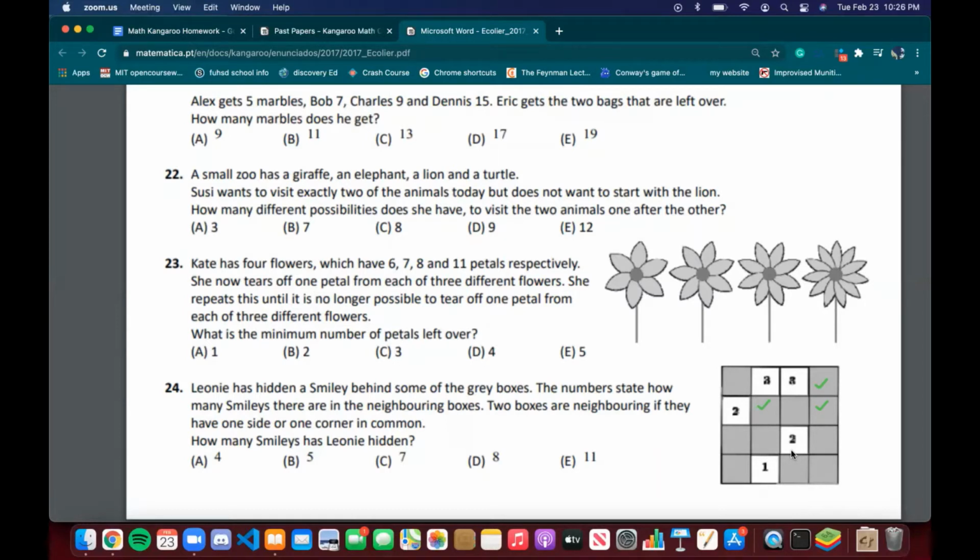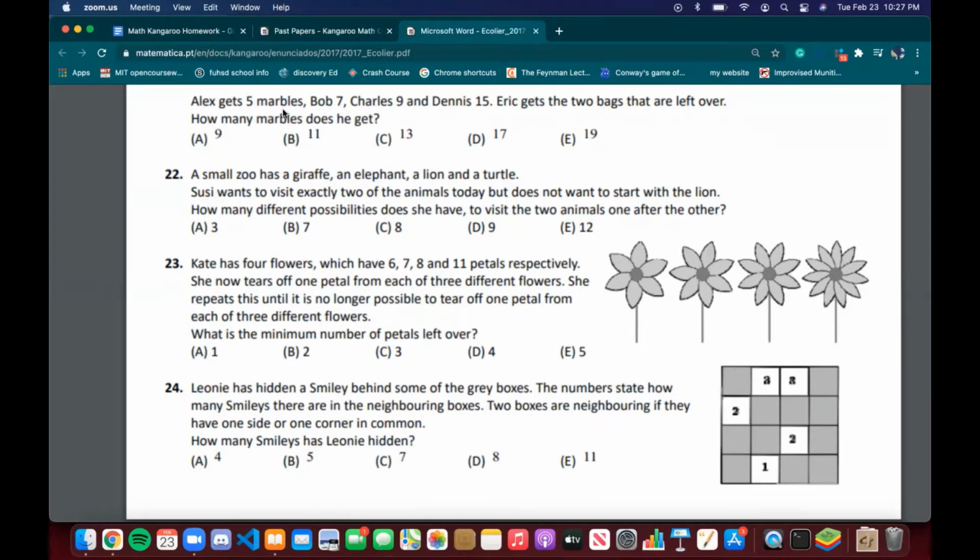And then what else we could do is put a check mark here. So this 2 is satisfied, and this 2 is also satisfied. All of these boxes are satisfied except for this one down here. And for this one, we have 4 spots that we can put the check mark in: here, here, here, and here. And the only one that wouldn't disrupt any other boxes is here. So this is how we would put the check marks. And we can count how many check marks there are for how many smileys are hidden. 1, 2, 3, 4, 5. So your answer for 24 would be B.